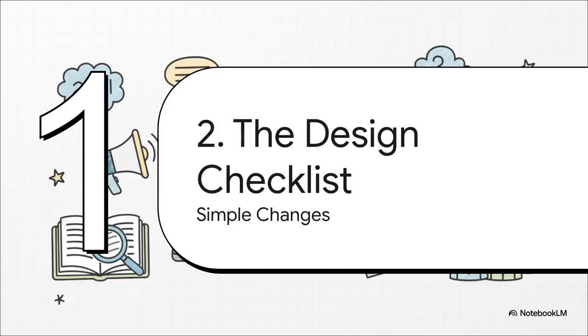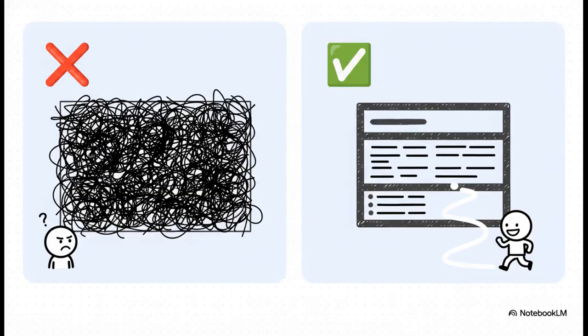Okay, now let's turn those big ideas into a super practical checklist. These are simple changes, I promise, that you can make today that are going to have a huge impact on how your students experience your course. First up, and this is so important, structure is everything. We've all seen that dreaded wall of text on the left. It's impossible to scan, and for a student using a screen reader, it's just a nightmare.